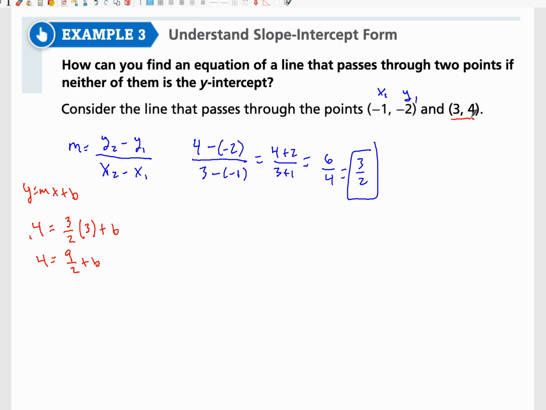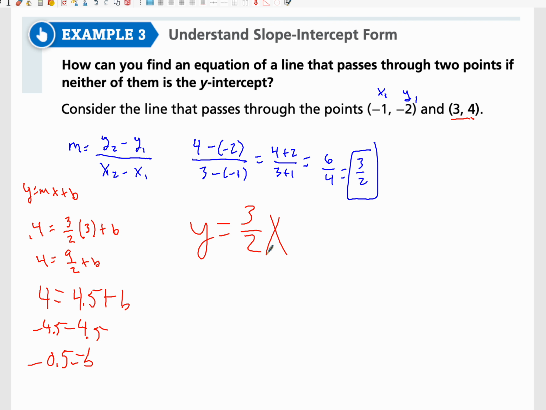I got it. Right. So 9 halves, I forgot I could do this. 4 equals 4.5 plus b. Whoops, can't read my own writing. Plus b, subtract 4.5, negative 0.5 equals b. So my slope-intercept equation would be y equals 3 over 2 x minus 0.5.